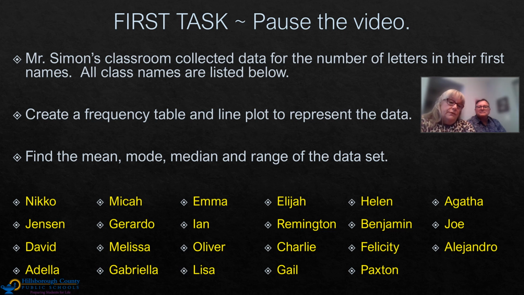Once you've created your frequency table and line plot, we want you to find the mean, mode, median, and range of the data set. So six things. Yes. See you back in a few minutes.